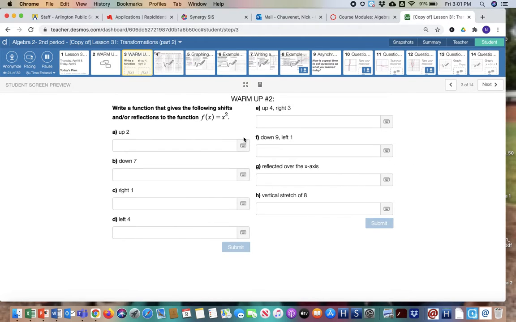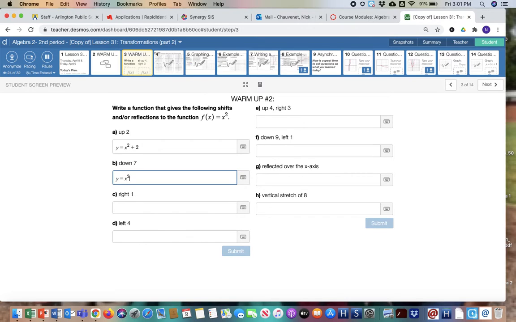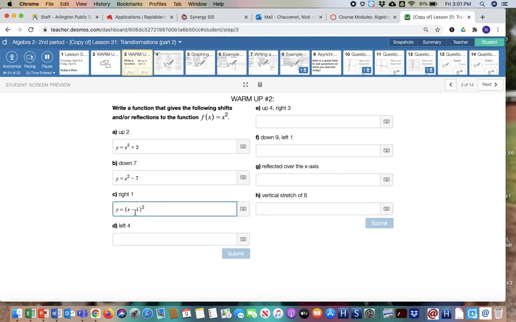As we went to screen 3 here, we're trying to do everything based on this x squared. So in other words, what would we do to write these equations? For x squared, if we wanted to go up 2, we would add a 2 on the outside. Remember, a number on the outside moves our graph up or down. Here we want to go down 7, so we subtract 7 on the outside. If we want to go right, remember the right and left are based on the inside, but it goes the opposite of what you would think. So to go right 1, we're actually going to do a -1.